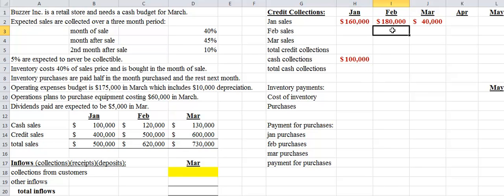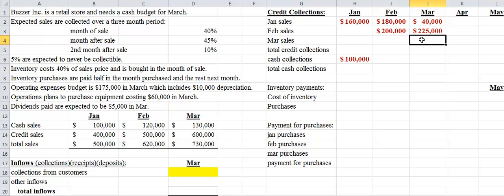Now for the cash collections, I'm going to get all of the cash sales in January. All right, let's do February. When am I going to get their credit sales? Well, I'm going to get 40% of those sales. There's the credit sales. There's the amount I'm going to get in February. What about in March? In March, I'm going to get some of the credit sales. How much? I expect to collect 45% of them. How about in April? Well, I'm only interested in March, so I don't really have to do the future months, but you could if you wanted to. You could do the 10%.